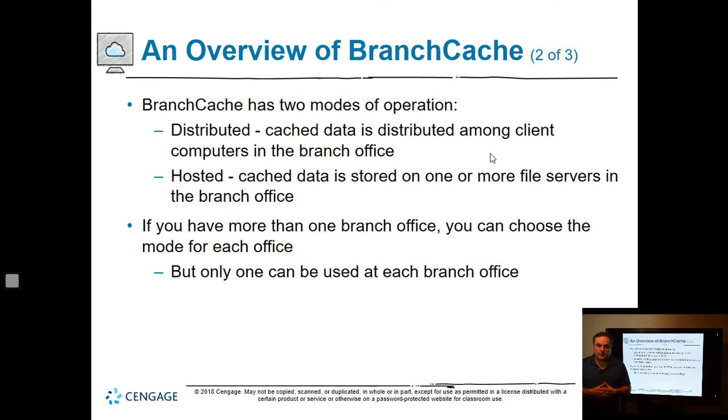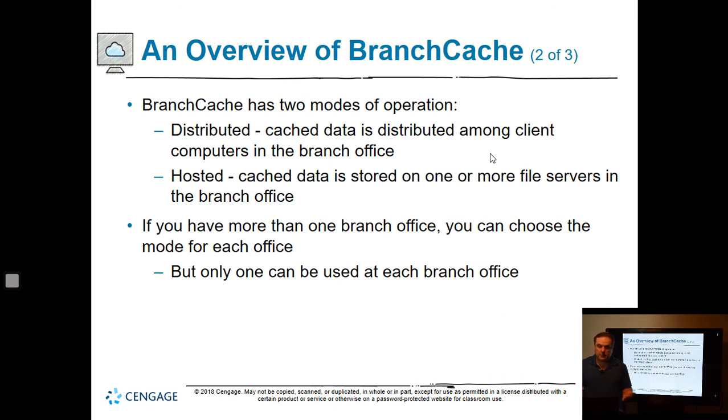Two different modes of operation, and it really depends on whether or not you have a server at the remote location or at the branch. So you've got distributed, which caches data among client computers. In my previous example, if client A opens up this huge file, it's cached locally on client A. And then when client B goes to open it, it's actually going to open it off of client A's computer. Client A won't even realize it's happening. Of course, their computer might run a little slow for a couple of seconds.